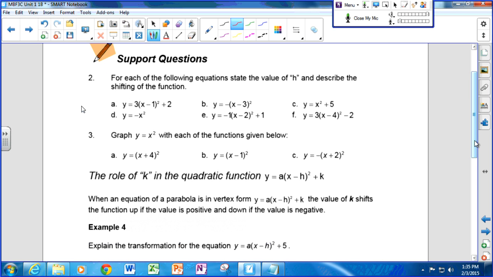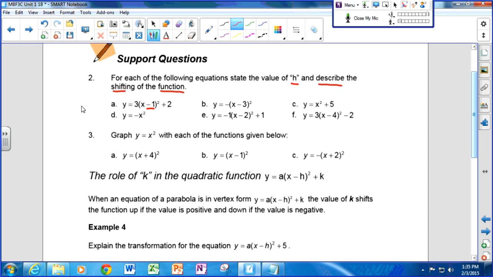So it says y equals 3 times x minus 1 squared. It says for each of the following equations, state the value of h and describe the shifting of the function. So remember, we only want the h value. We don't need to know whether it opens up or down. We just want to know the h value.